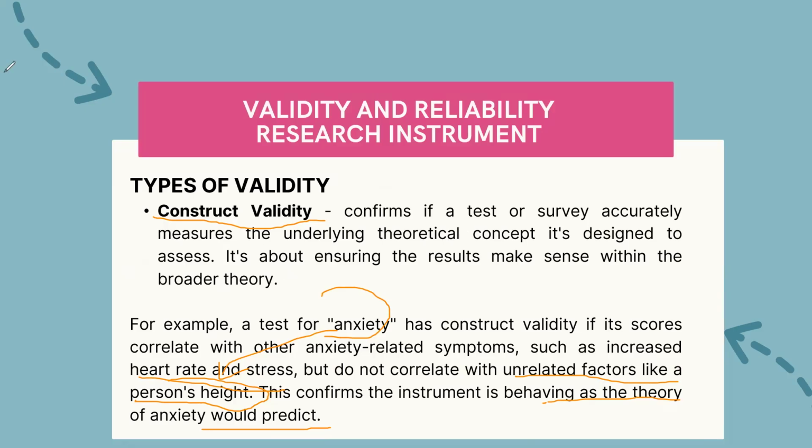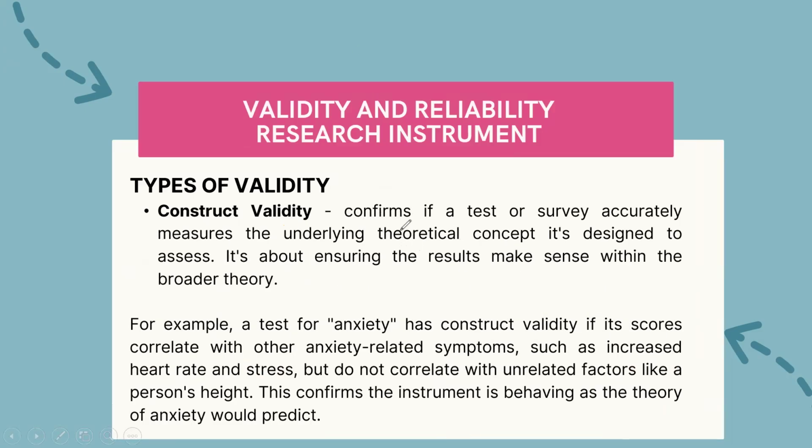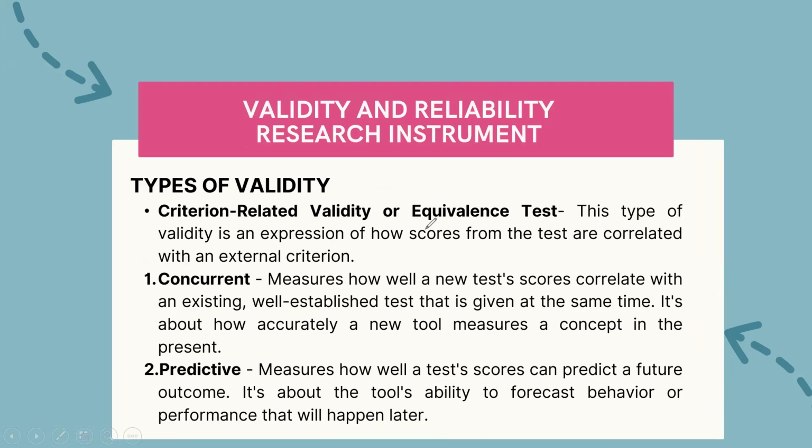We also have the second one. What was it again? We have the content validity, and lastly the construct validity. Now, we also have what we call criterion-related validity or equivalence test. This type of validity is an expression of how scores from the test are correlated with an external criterion. So we have here two types, concurrent validity and predictive.